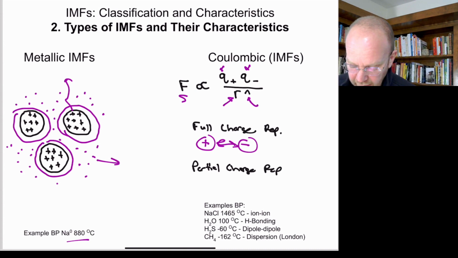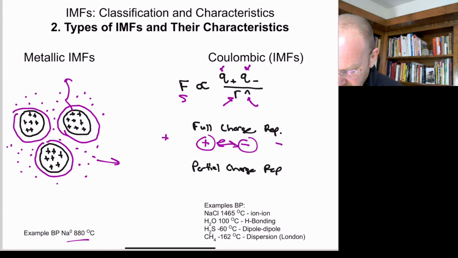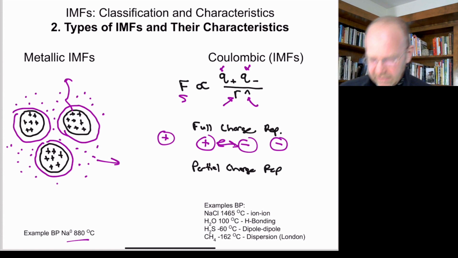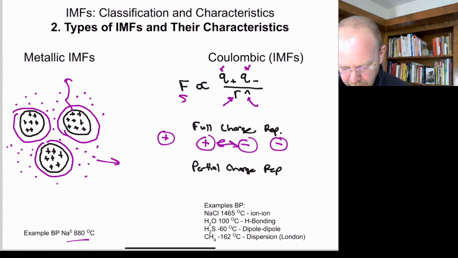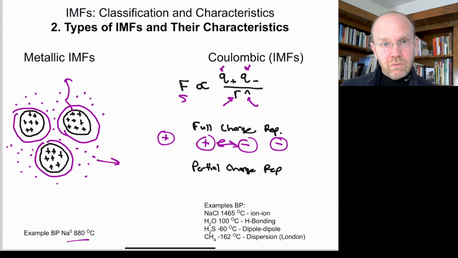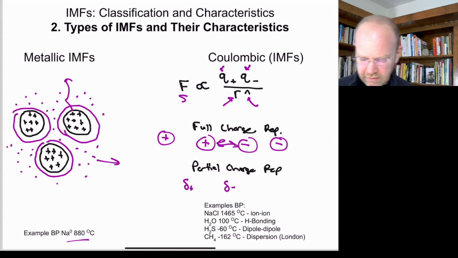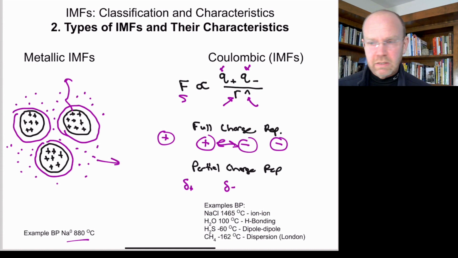Okay, and so I have here full charge representation. Usually we show a full charge, like an electron has a full negative charge, and the absence of an electron is a full positive charge. That's how we represent them. We represent partial charges, because oftentimes intermolecular forces exist between teensy-tiny charges that are very transient. We usually just show a partial charge as a small delta with a plus and a small delta with a minus. So those are partial charge representations.